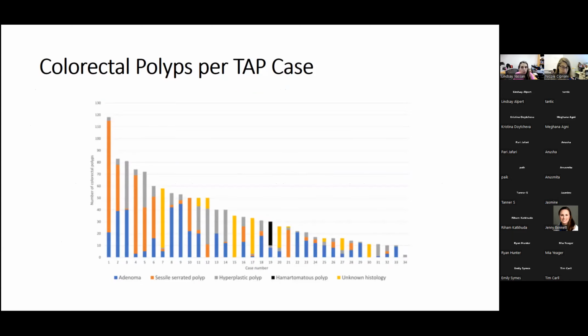When looking at this graph, you can see that both the histology of the polyps, and these are just the colorectal polyps, and the number of polyps varied greatly. It just highlights that multiple diverse biologic pathways are likely implicated in therapy-associated polyposis.